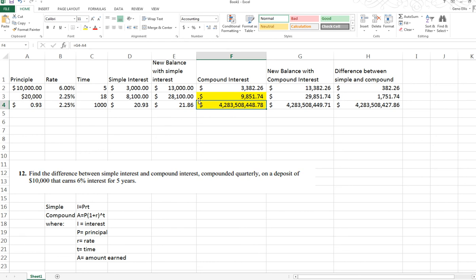With simple interest, all you would have ended up with after 1,000 years is $21. That's it. $21. Whereas with compound interest, it's over 4 billion. Okay? So the biggest benefit of compound interest is not the rate, it's not the principal, it's all about time. The longer you invest, the more compound interest becomes a very, very big deal. Okay? So that's it.